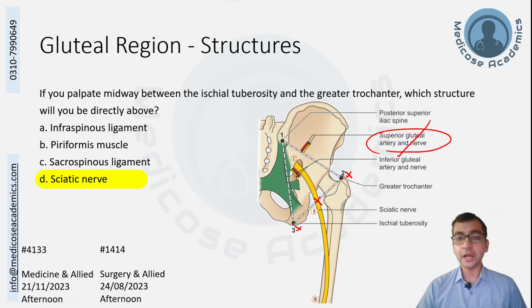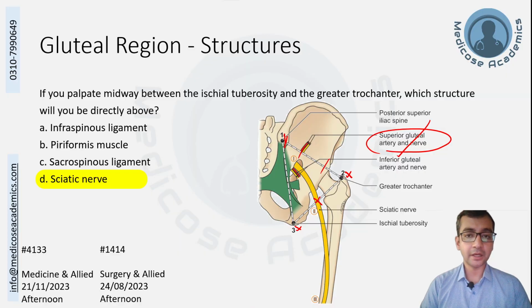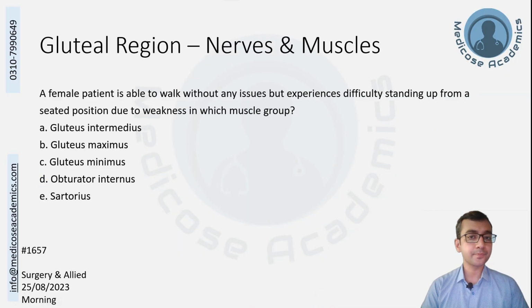The superior gluteal artery and nerves are present 1/3 of the way between the posterior superior iliac spine and greater trochanter. So keep that in mind and make your answer keys right, if your book says superior gluteal nerve as the answer to this question, as I have seen in a lot of books.